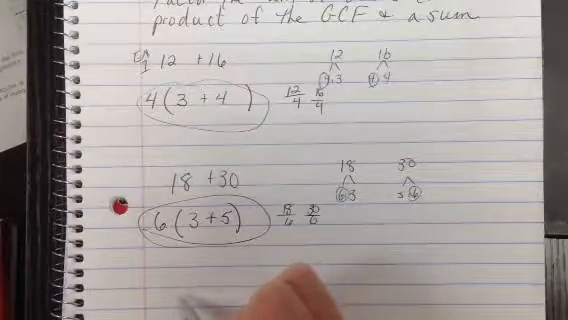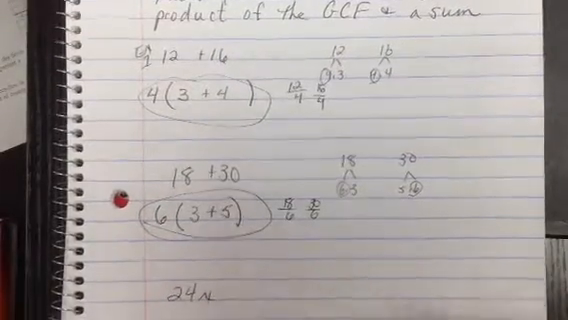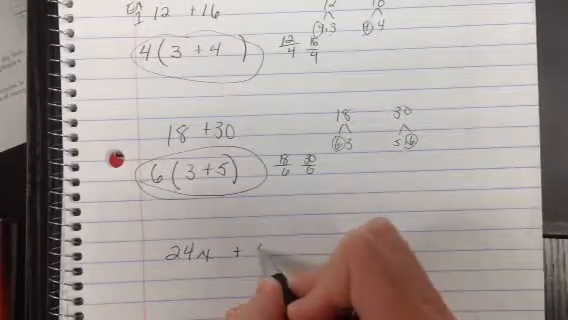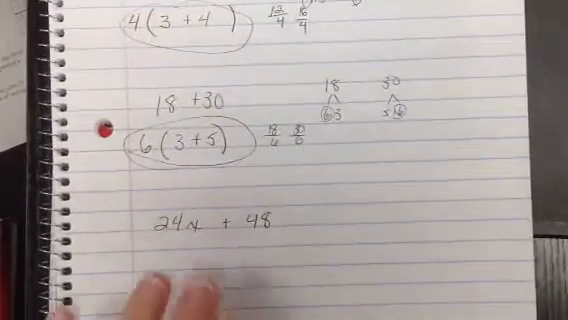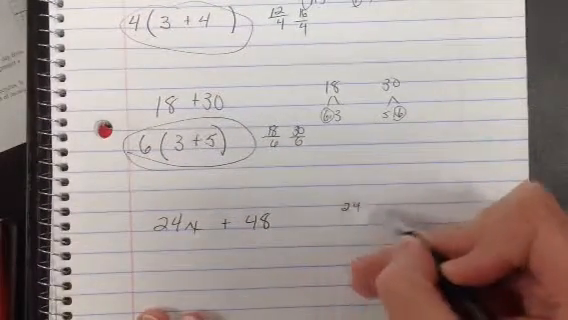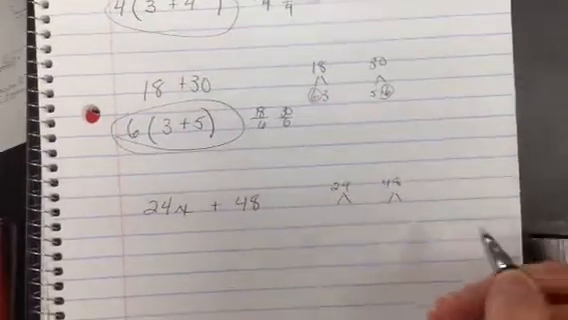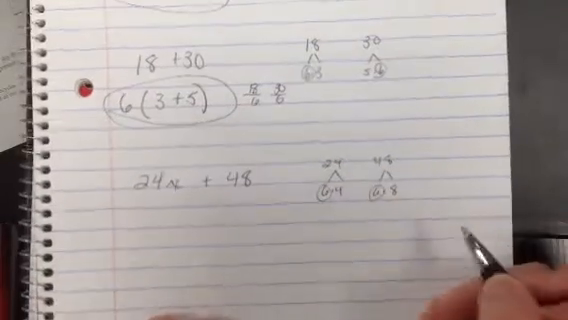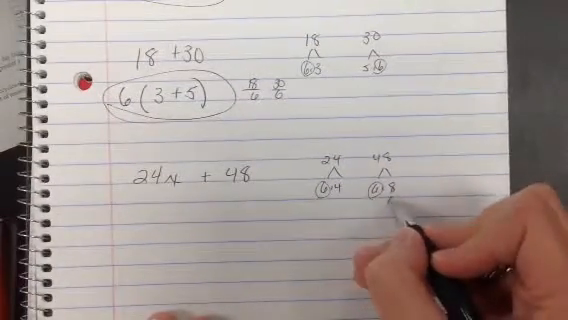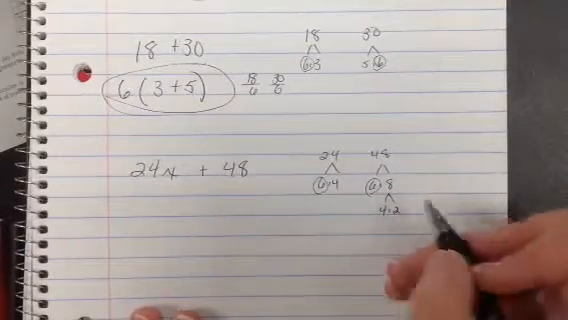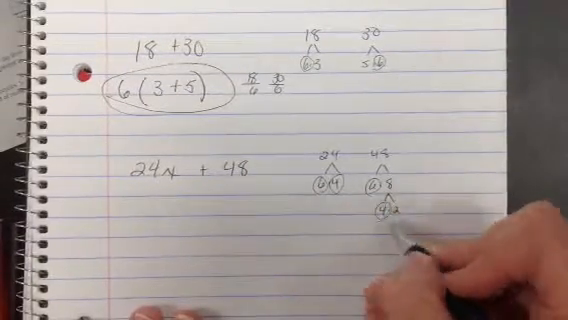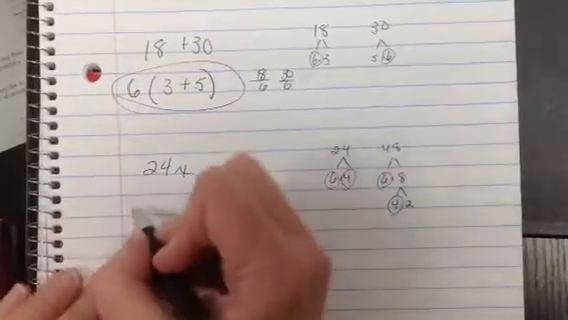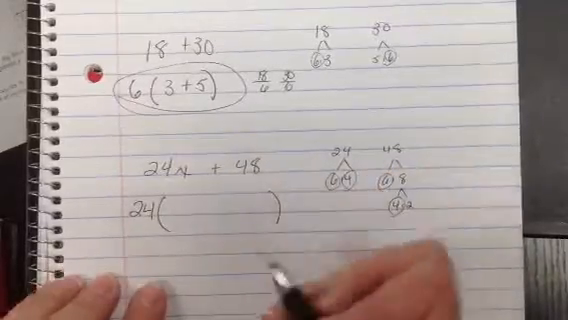Let's say I have 24x and 48. Okay? Now, so if I do 24 and 48, I need a GCF. So this is 6 times 4, and this is 6 times 8. Okay, so they both have a 6. But watch, 8 is 4 times 2. So the factorization of both of these also have a 4. So my GCF is 24. All right, factored out 24.